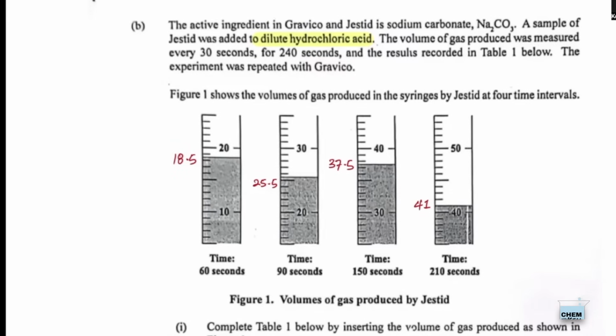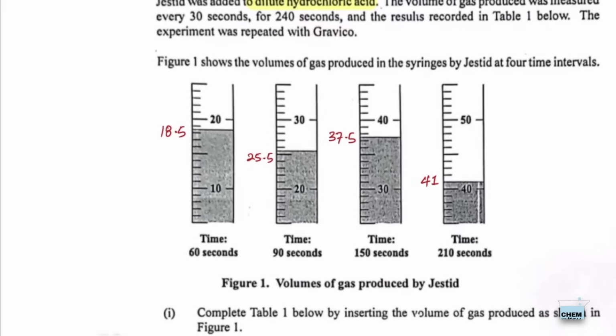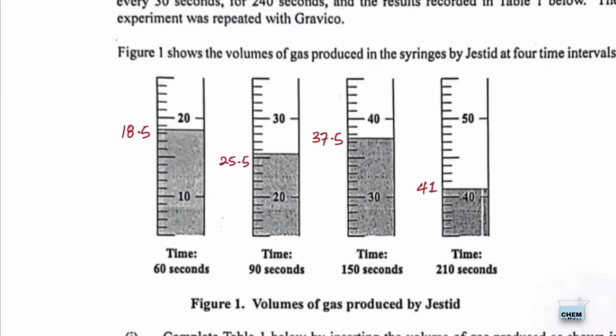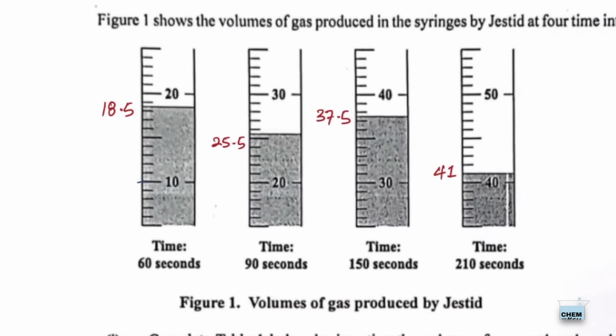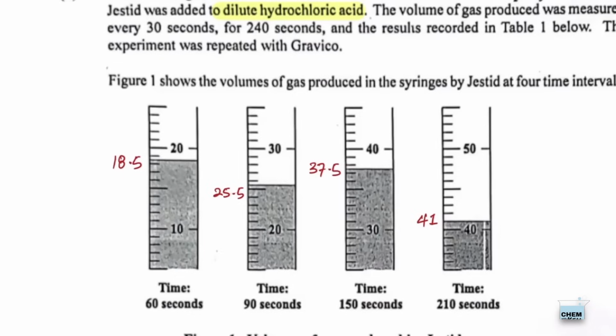So we're looking at the scale here on the gas syringe, and we're seeing that from the look of things, each of these lines represent 1 unit. 10 is here. So if 10 is here, it means this is 11, 12, 13, 14, 15, and so on. So this mark that we have right here is 18.5. The second one for 90 seconds is 25.5.